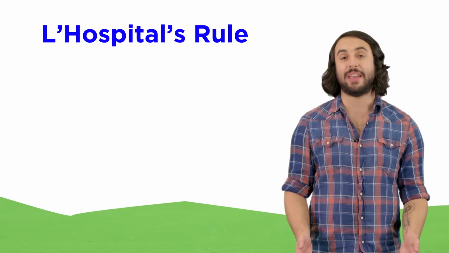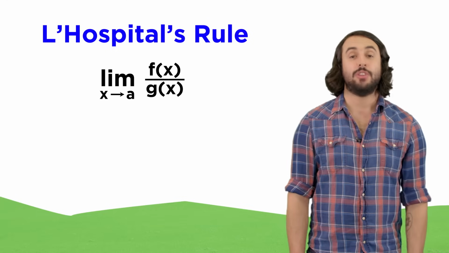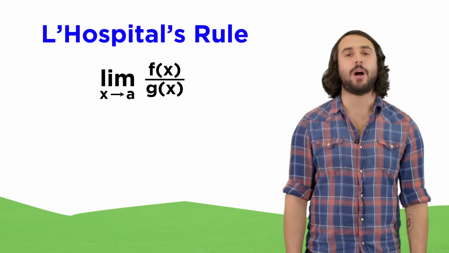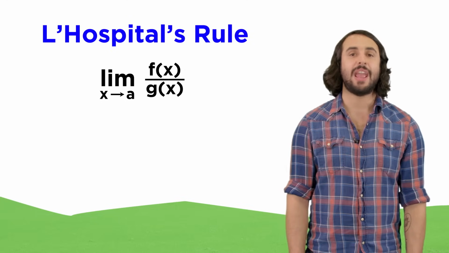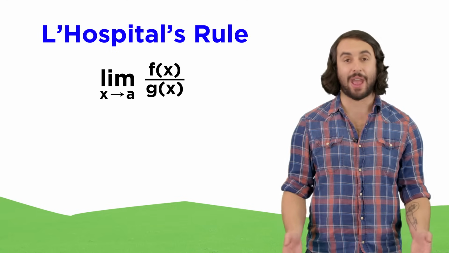Luckily, there is a rule we can apply in such a case. This is called L'Hopital's Rule. This rule works as follows. Say we have some expression in the form of f of x over g of x, and we are interested in the limit as x approaches some value a.